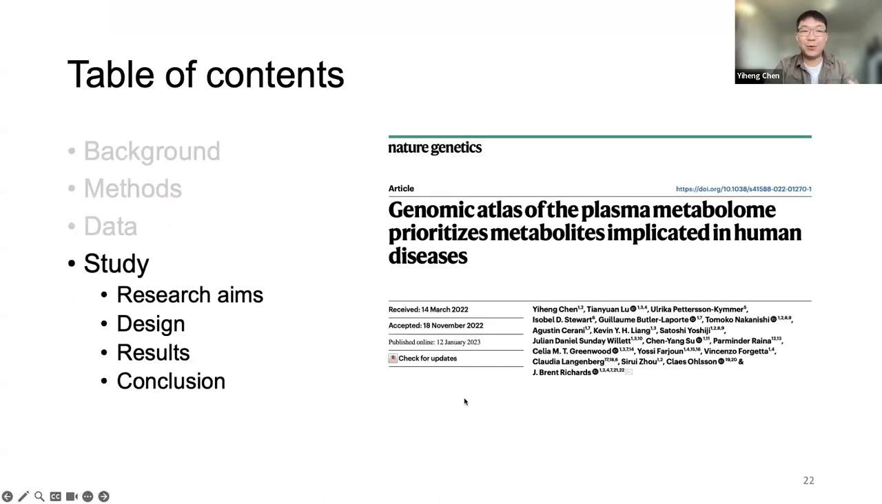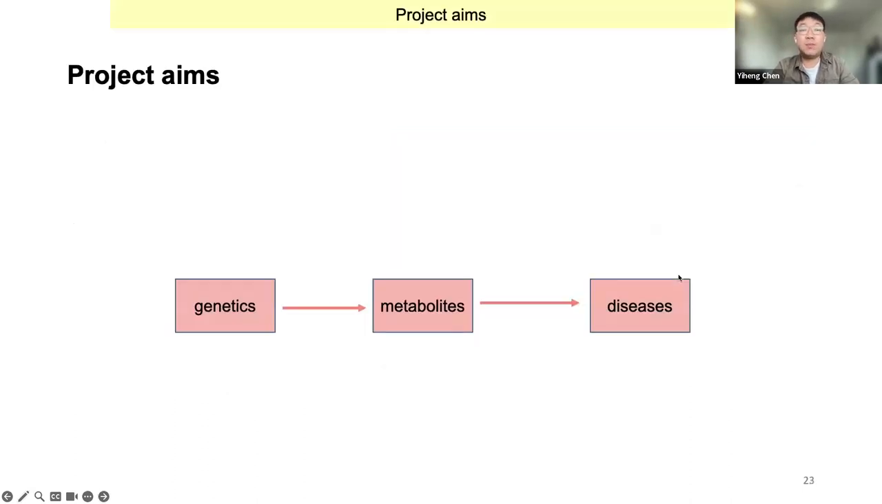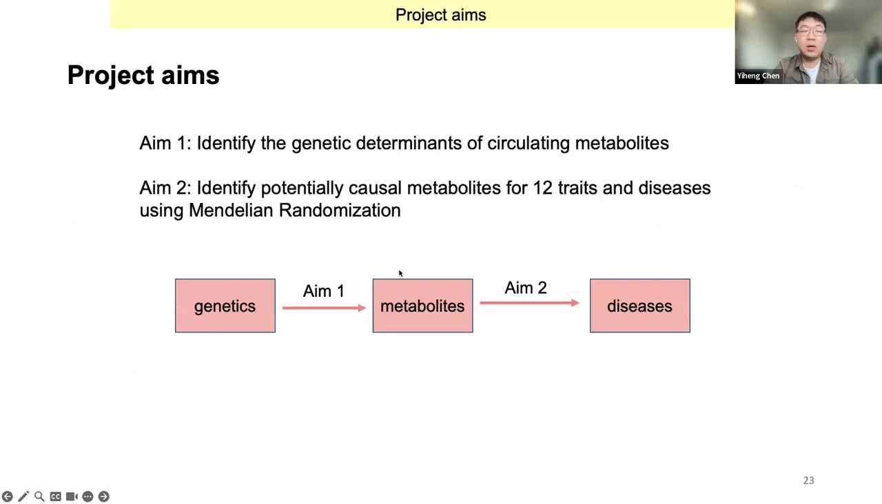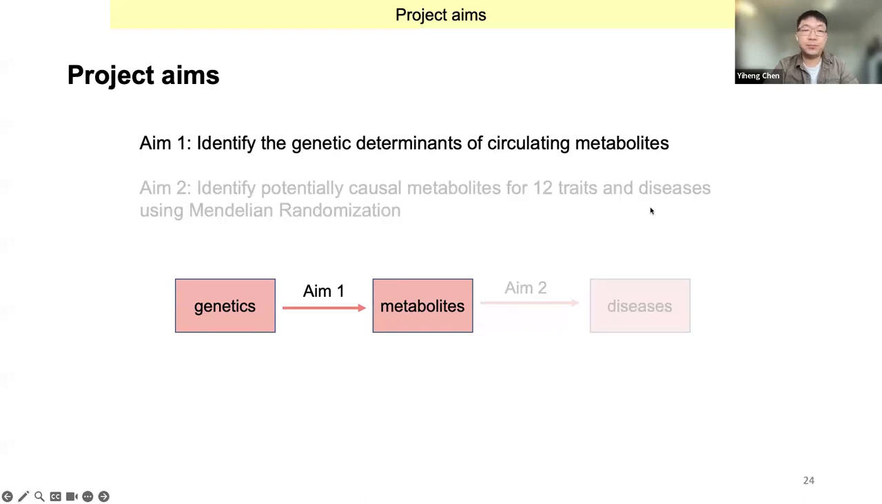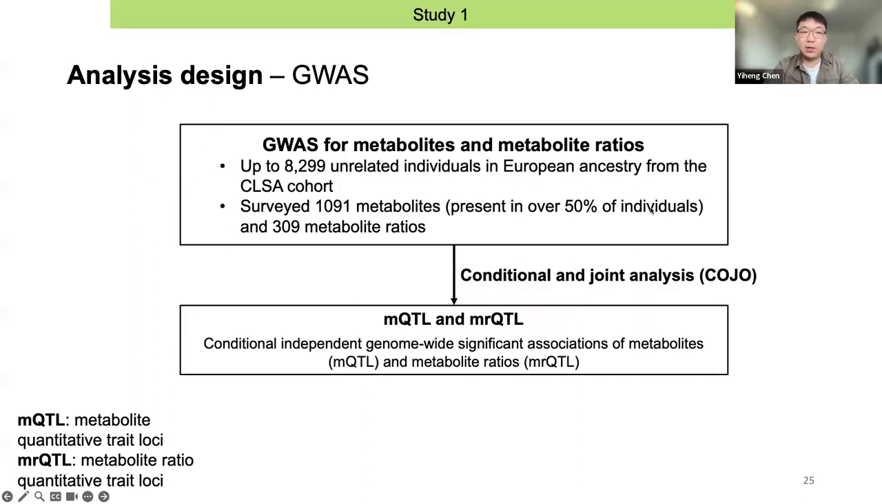So finally, we reached the part where I will talk about the research aims, design, results and conclusion for my research project. For this project, I have two aims. The first aim is to identify the genetic determinants for circulating metabolites using GWAS. The second aim is, using the associations I identified between variants and metabolites, to apply MR to infer the causal effect of those metabolites on 12 traits and diseases. So let's start with aim 1, the GWAS part.